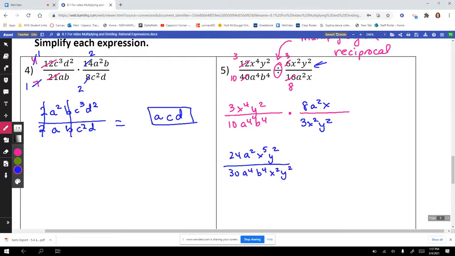Okay, so from here, I can simplify. 24 over 30 simplifies to 4/5, right? They're both divisible by 6. A to the second over a to the fourth gives me a to the second in my denominator. And then I have b to the fourth on the denominator. I don't have any b's in my numerator. X to the fifth over x to the second leaves me with x to the third on the top. And then my y's to the second, they will simplify away. Okay, so there's my final answer right there.